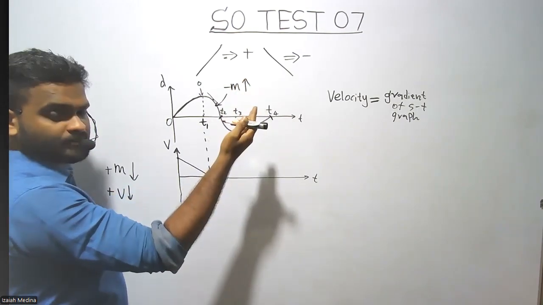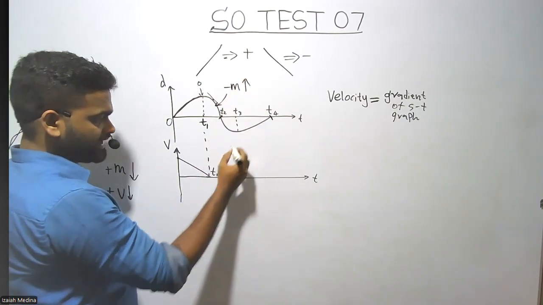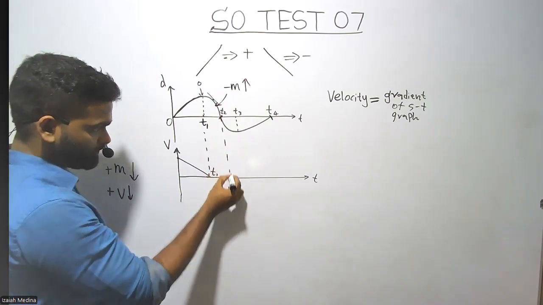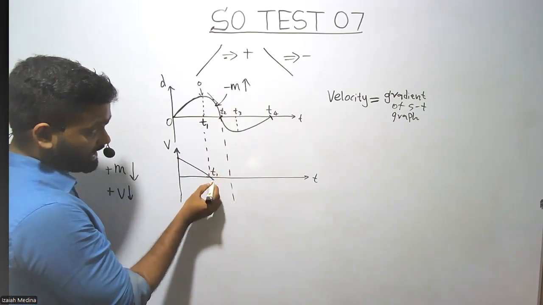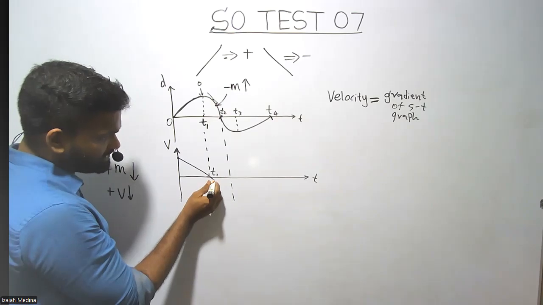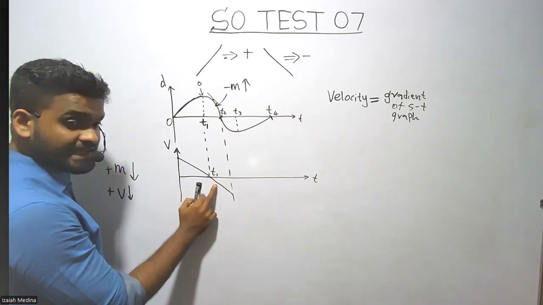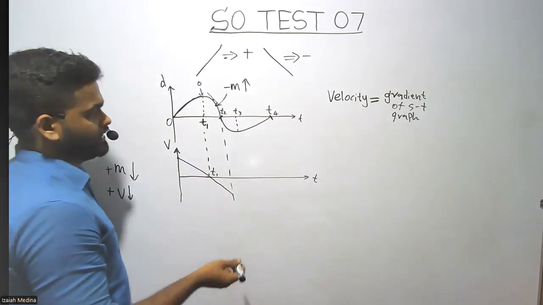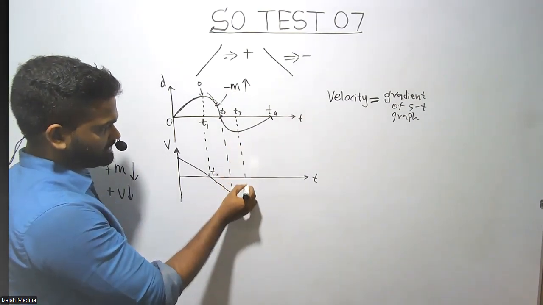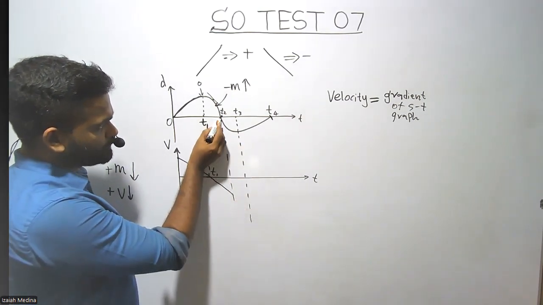So what should happen to the velocity? Velocity is negative. Velocity becomes negative, but it is increasing, right? The value is increasing. See that? Values are negative, but it is increasing. Right. Then for this part, next part, from here to here.